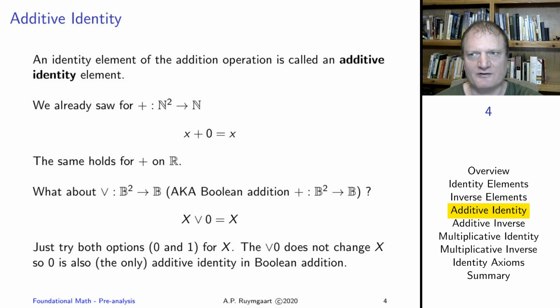So depending on how addition is defined and what set you're operating on, you may or may not have the same identity element. You may not have an identity element at all. But in the case of the addition operations that we have talked about so far, in each case the 0 element is the additive identity.